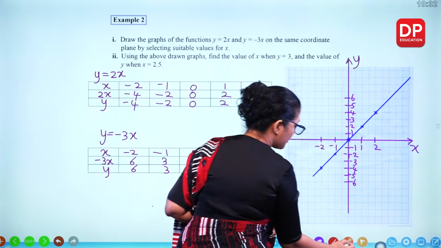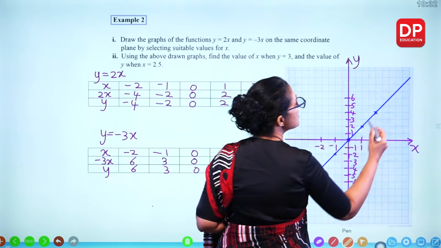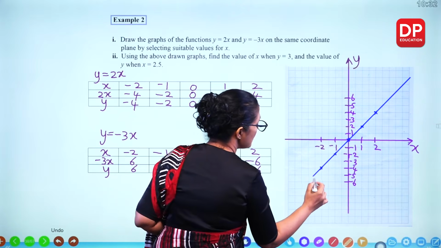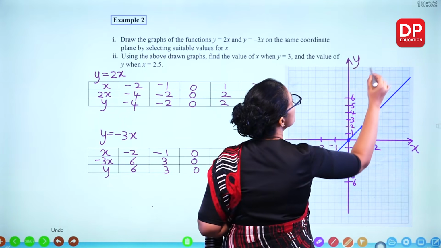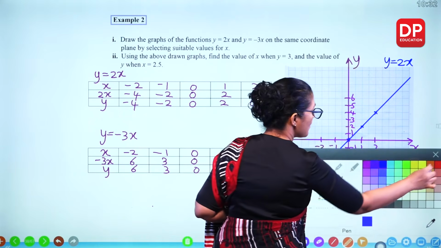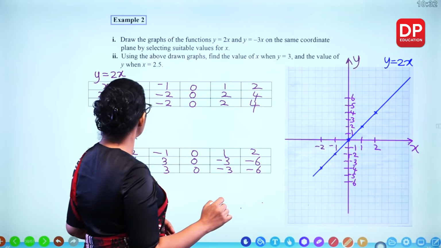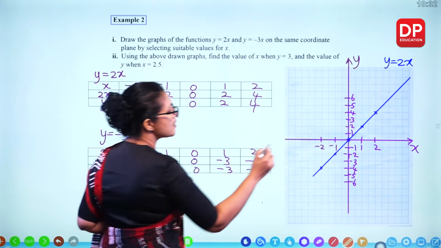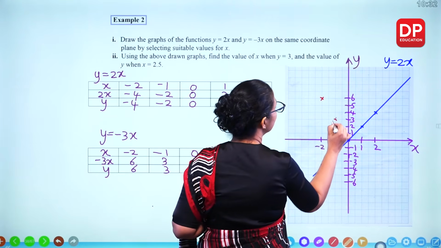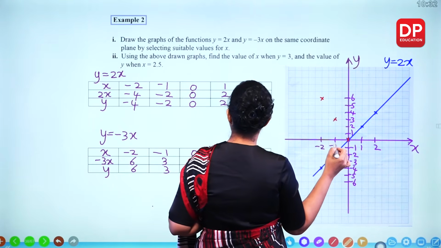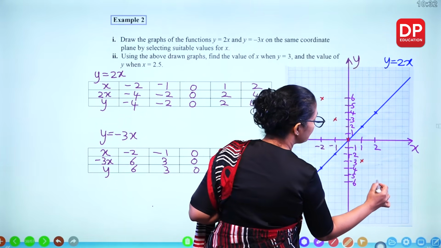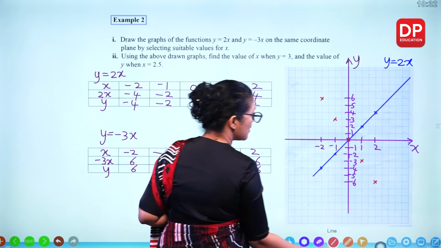So we'll label it y equals 2x. We'll label this one as y equals 2x. Now we'll take the other one. Y equals -3x: -2, 6; -1, 3; 0, 0; 1, -3; 2, -6. Now connect with the ruler.